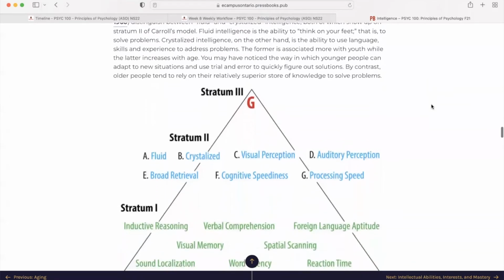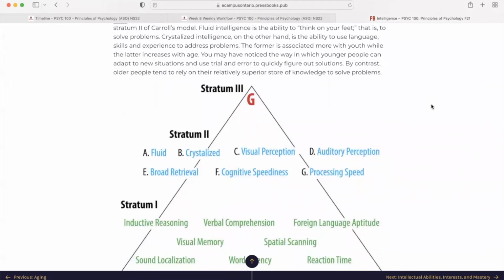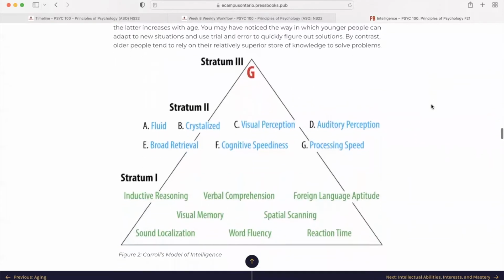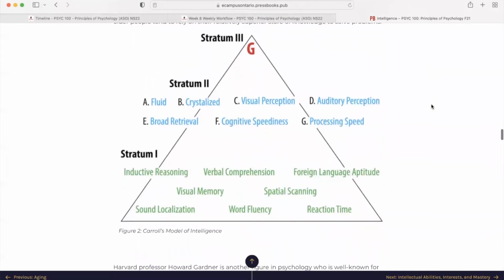You may have noticed the way in which younger people can adapt to new situations and use trial and error to quickly figure out solutions. By contrast, older people tend to rely on their relatively superior store of knowledge to solve problems. And there's a really good visual on Carroll's model of intelligence on YouTube. If you can take a look at the different levels, stratum 1, stratum 2, and stratum 3, that would be really cool.